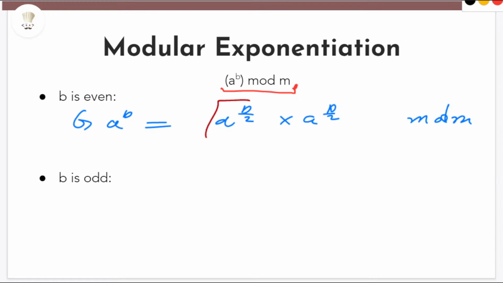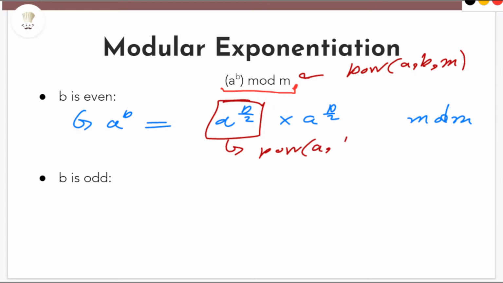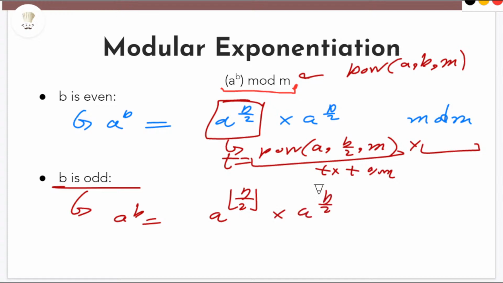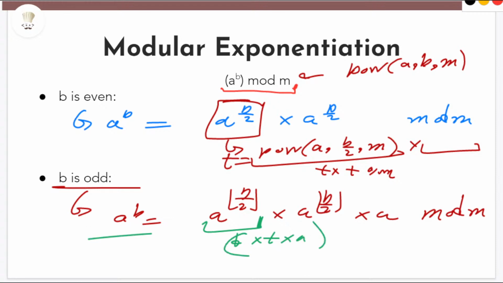So here you only have to calculate this number. Basically, if this is a function call of a comma b comma m, then you have to call a comma b by 2 comma m and just multiply that with the same value that you get here. You only have to calculate this number once, let's say t, and then you just return t into t modulo m. If b is odd, you do a similar thing. A to the b is equal to a to the b by 2 floor into a to the b by 2 floor into a mod m. So here as well, you only have to calculate this number, which let's say is t. You multiply t by t and a, you get the answer.